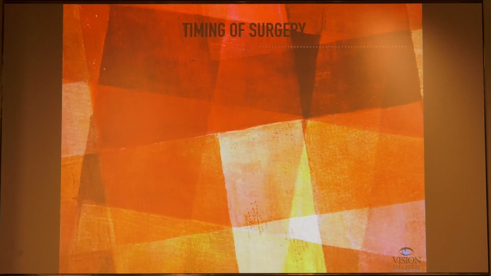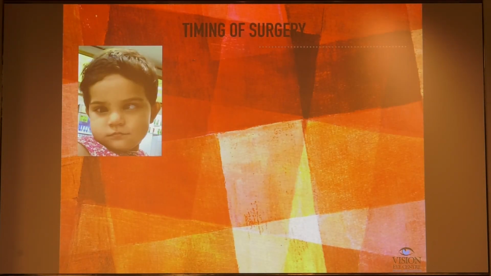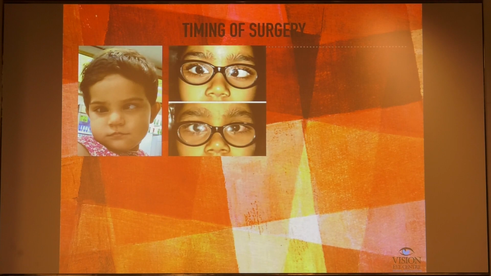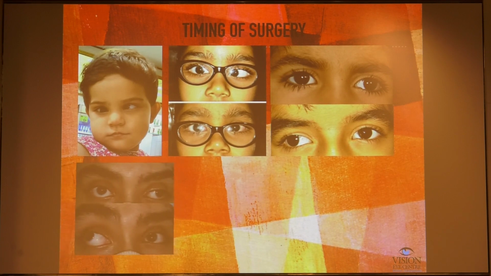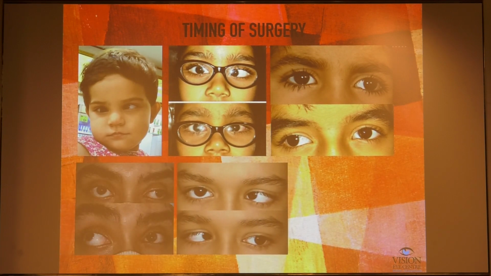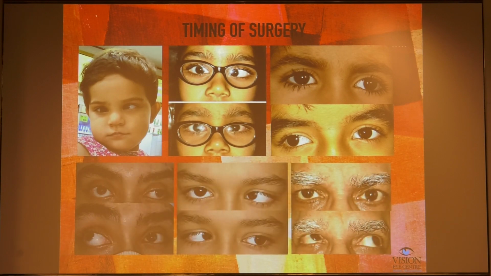So the timing of surgery is also very critical. Infantile esotropia and partially accommodative esotropia should be treated early. For intermittent divergent squint, we can wait for up to 4 years of age. And in paralytic strabismus, it is necessary to wait for up to 6 months before planning the squint surgery.